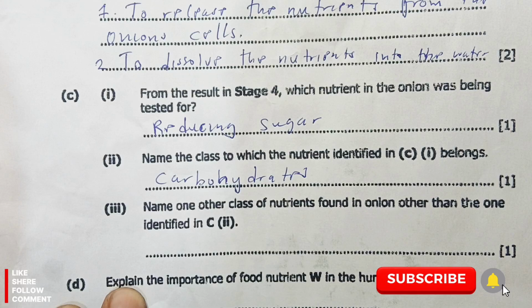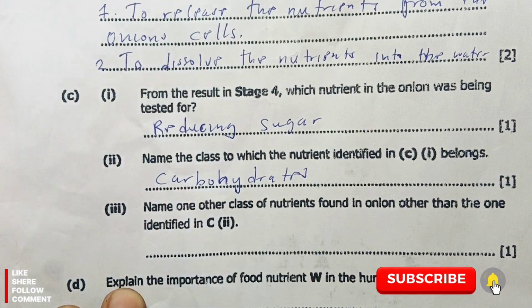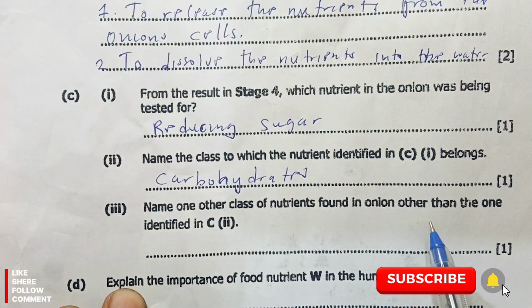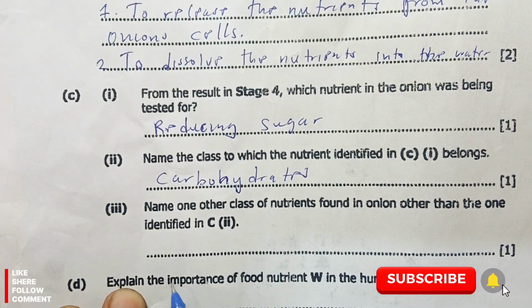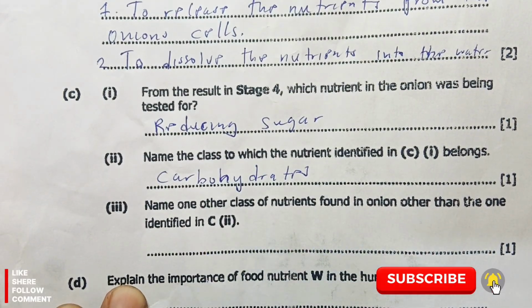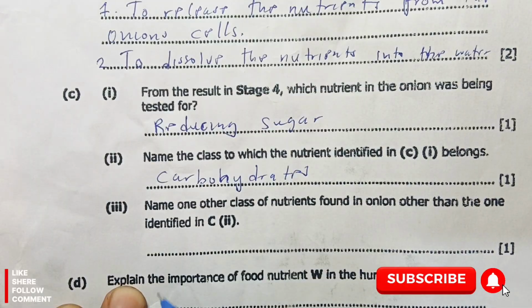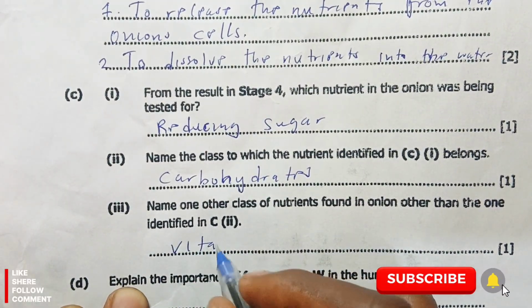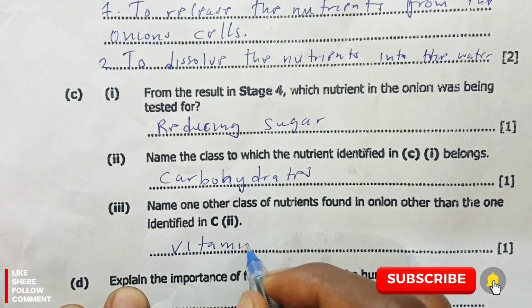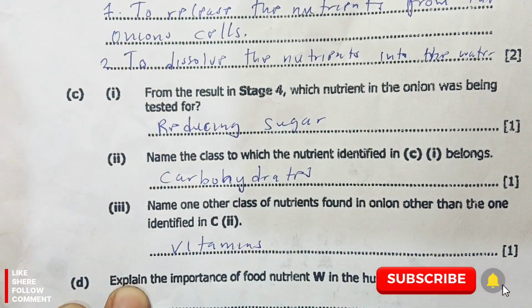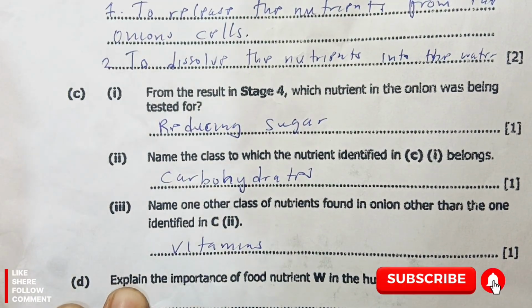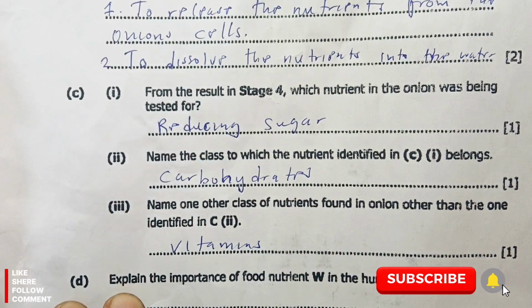So now we need to go to C3. Name one other class of nutrients found in onion other than the one identified in C1. You can say vitamins, minerals, proteins or fats. What you need to understand is that onion contains a small amount of other nutrients besides carbohydrates.